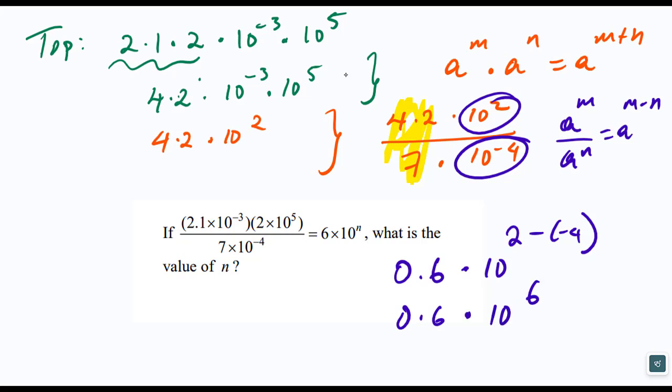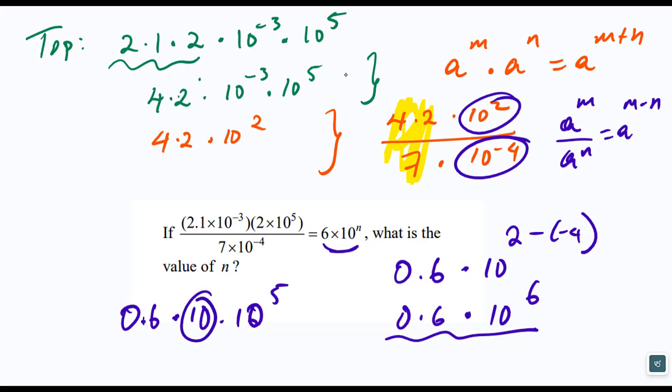So notice here the result should be 6 times 10 to n. So what I'm simply going to do to move the decimal place one place to the right, I'm going to separate this. So this is going to be 0.6 times 10 times 10 to 5. So notice here this is 10 to 5, and this 10 is going to move the decimal place one place to the right, so that I'm going to get 6 times 10 to 5. As a result, my n is simply going to be equal to 5.